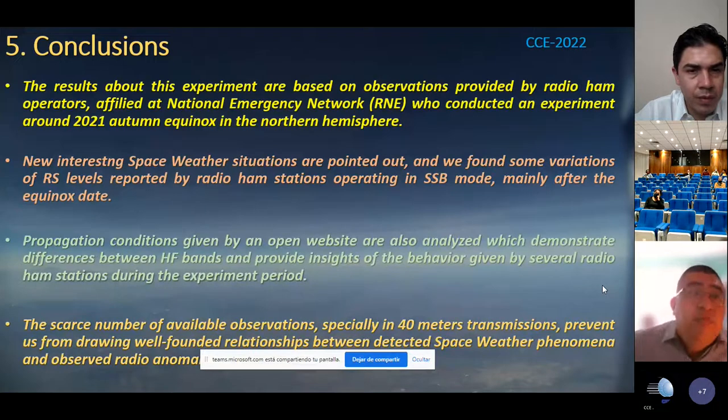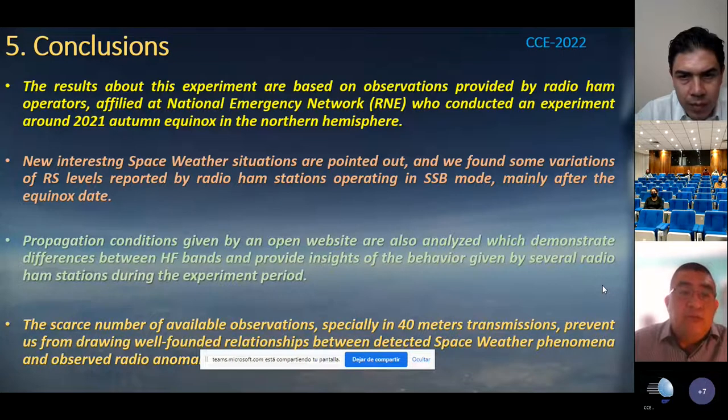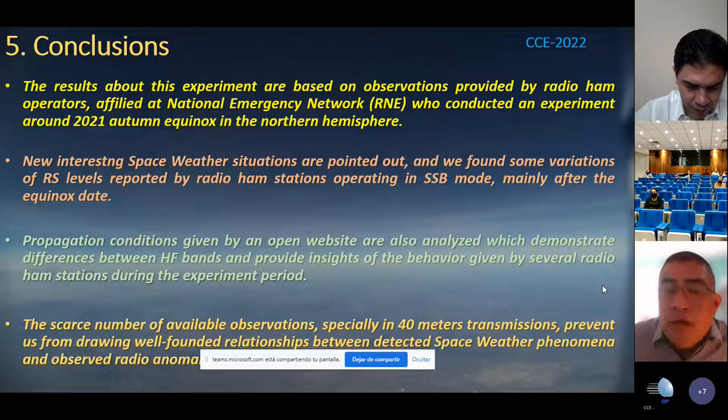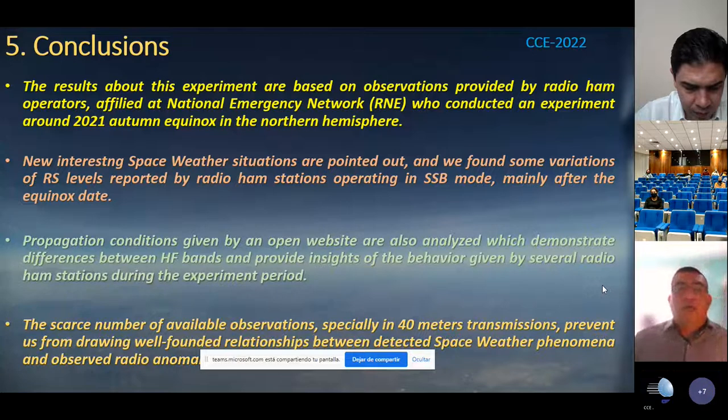Okay, finally, with the conclusions, the results of the experiment are based on observations provided by radio ham operators affiliated with the National Emergency Network, who conducted an experiment around the 2021 autumn equinox in the northern hemisphere. Propagation conditions given by an open website were also analyzed, which demonstrates differences between HF bands and provides insights into the behavior of several radio ham stations during the experiment period. The scarce number of available observations, especially in 40 meters transmission, prevents us from drawing a well-founded relationship between detected space weather phenomena and observed radio anomalies.